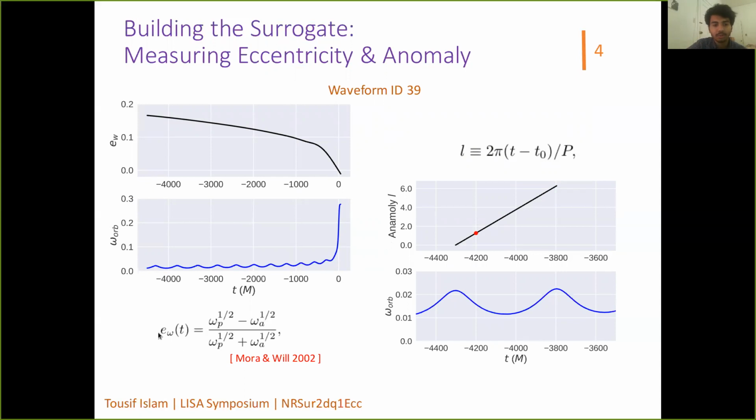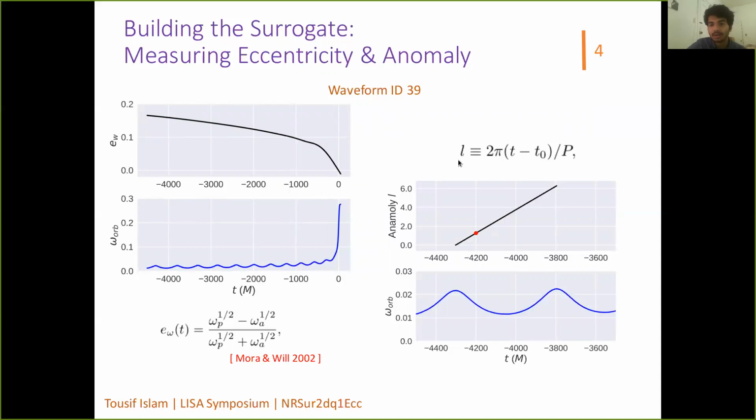For that, we use a particular eccentricity estimator proposed in the Mora and Will 2002 paper, where we basically use the orbital frequency at the periastron and apastron, which correspond to the maxima and minima in the orbital frequency time profile here, and then use those to estimate the eccentricity profile for the whole waveform. Here for waveform ID 39, we show how the eccentricity varies with time using this particular eccentricity estimator.